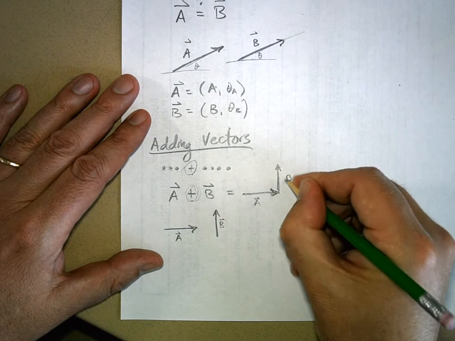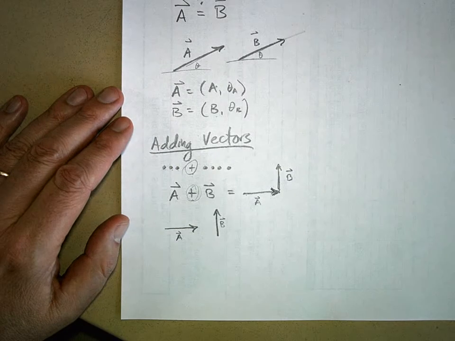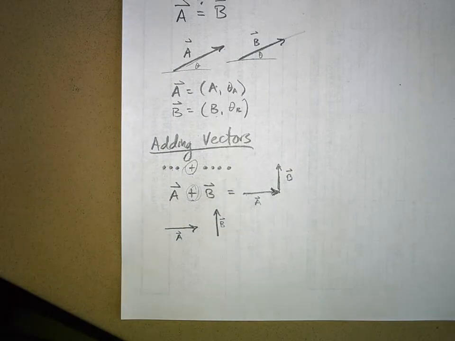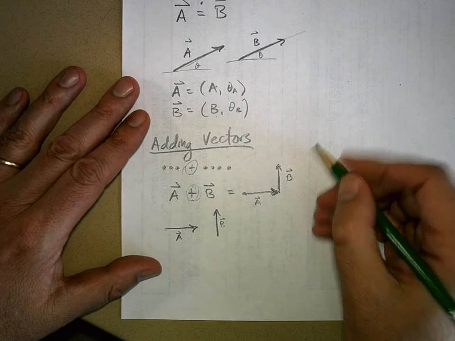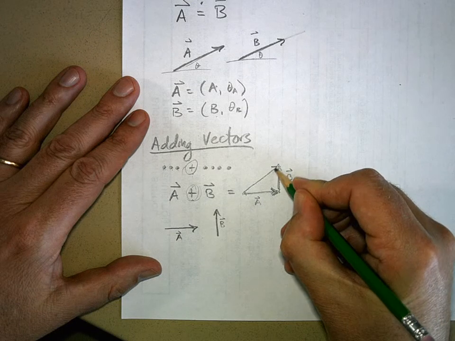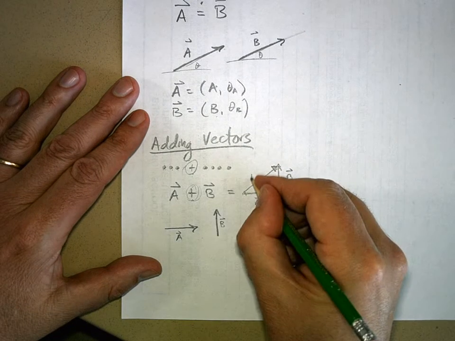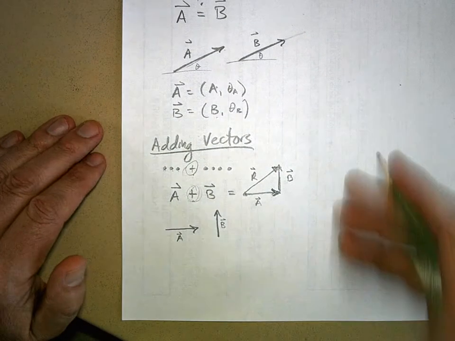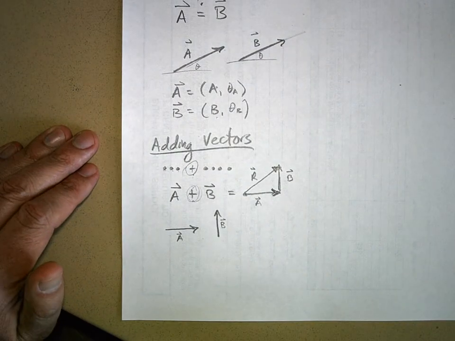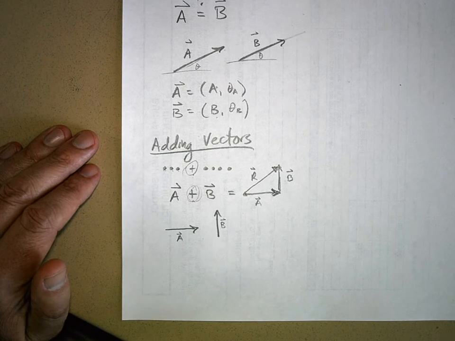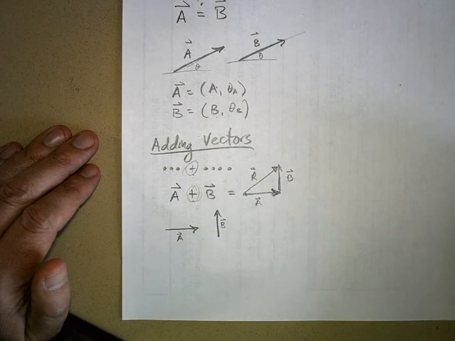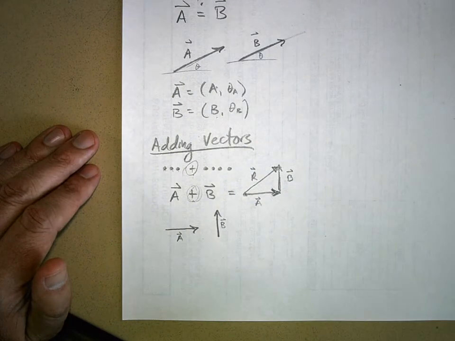What is my answer? My resultant vector, well, you start where A started and you end where B ends. And I put an arrowhead on it. I'm going to call that big R. That's the result of adding those two vectors together. You hook them up head to tail. You follow that procedure. And by the way, it works not just for two vectors, but if you're adding three vectors, you hook them up head to tail, head to tail, head to tail. You start where the first one started, you end where the last one ends. And that's your resultant vector.